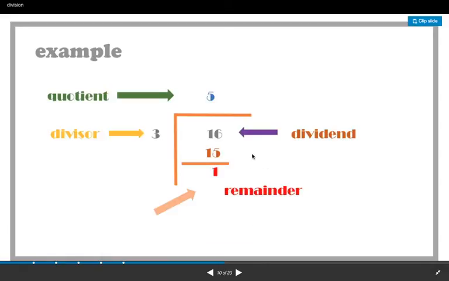Now when we're doing long division, it's set up like this. So it would be 16 divided by 3. Your dividend, so the first number, goes inside the bracket. The divisor, or the second number, goes outside the bracket. Your answer, or the quotient, goes on top of the bracket. And then your remainder, when we do long division, if it doesn't equal 0, but we can't get it to go into 3, that is your remainder.